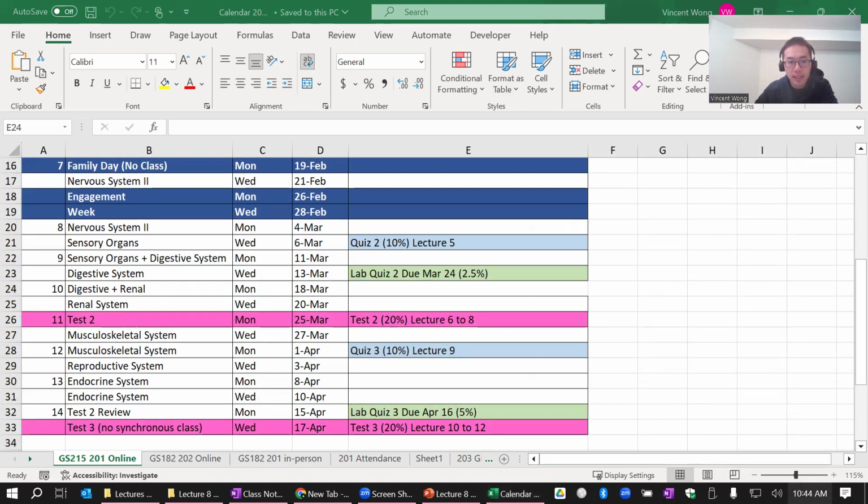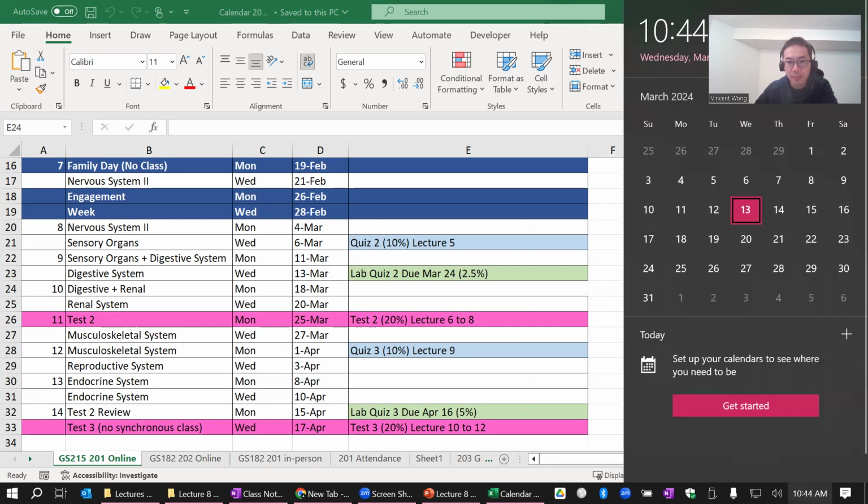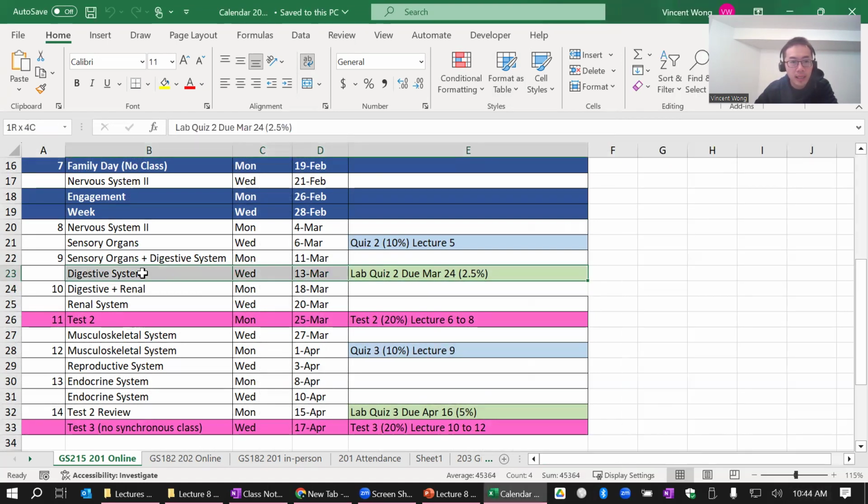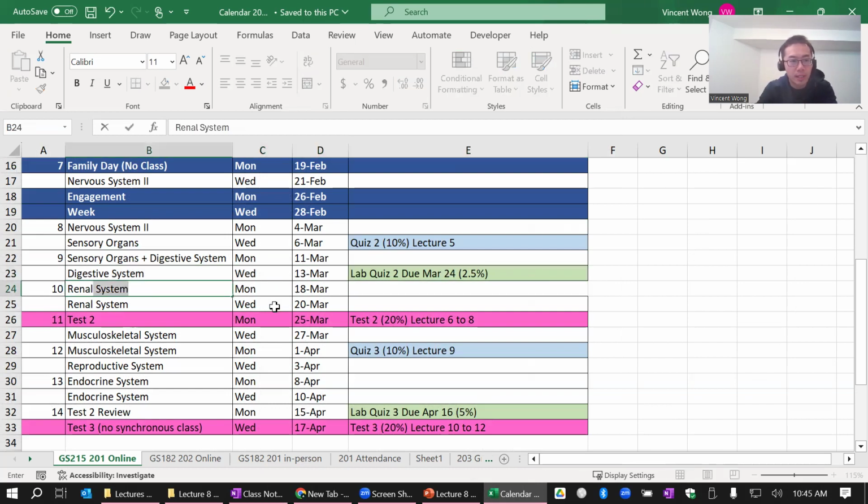So this is the new schedule, right? I believe I posted it up. Today is the 13th. Okay, so I think the lab quiz is already available. I just have to adjust the due dates. And then next week we're just going to do the renal system.